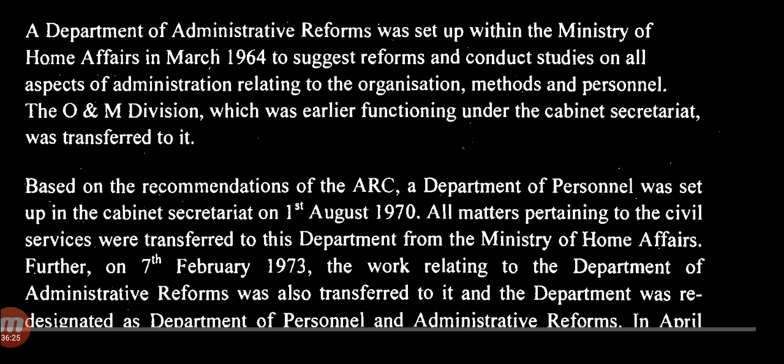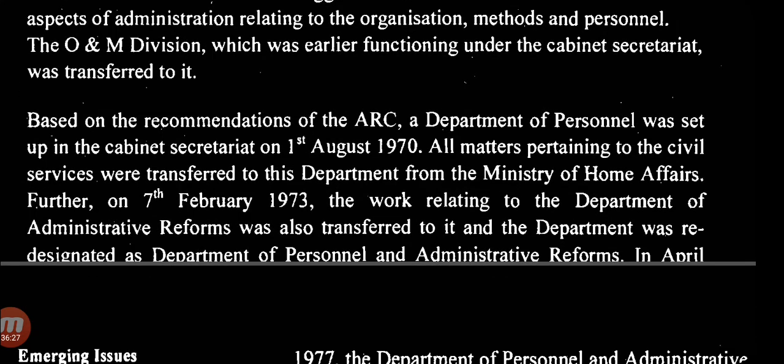Based on the recommendations of the ARC, a Department of Personnel was set up in the Cabinet Secretariat on 1st August 1970. All matters pertaining to the civil services were transferred to this department from the Ministry of Home Affairs. Further, on 7th February 1973, the work relating to the Department of Administrative Reforms was also transferred to it, and the department was redesignated as the Department of Personnel and Administrative Reforms.